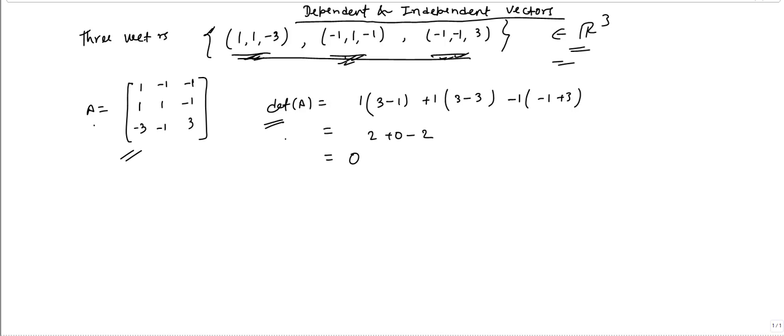Expanding along the first row, we get 1 times the minor, this cofactor is 3 plus 1, then minus 1, and 1 into 3 minus 3 for this factor, and for this we will get minus 1 plus 3. Now if you calculate this, we will get 0. It means the determinant of matrix A is 0. So these vectors are linearly dependent.